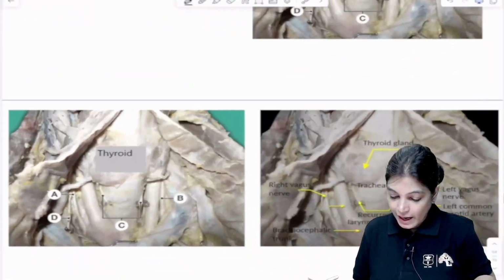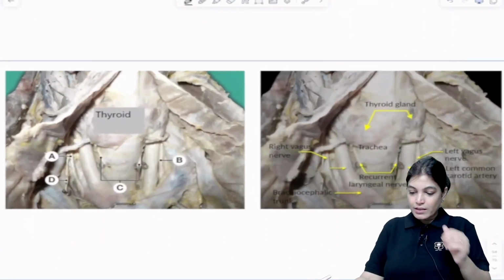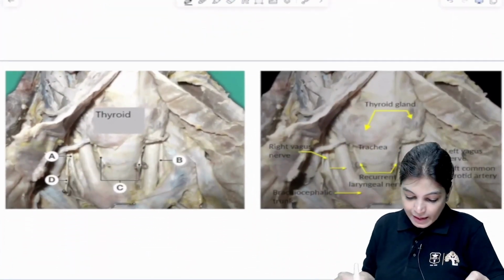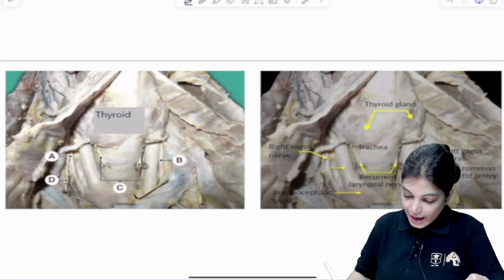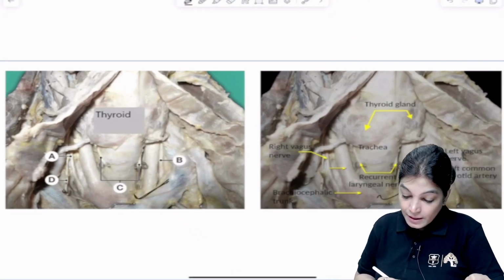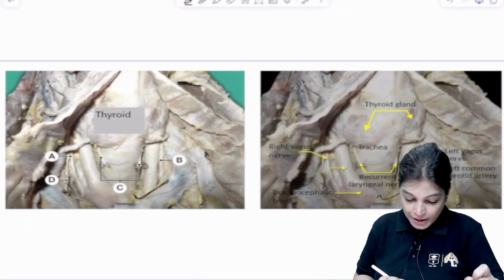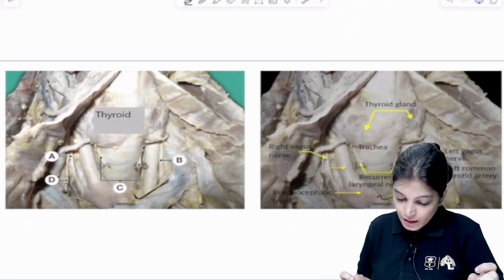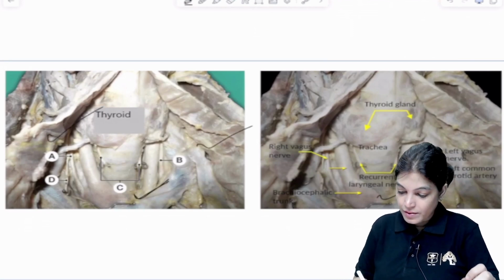Other than that, in correlation with the thyroid gland, we can see the vagus nerve, we can see the recurrent laryngeal nerves. We can see the recurrent laryngeal nerve as the C. We can also appreciate here the vagus nerves on the right and the left hand side.